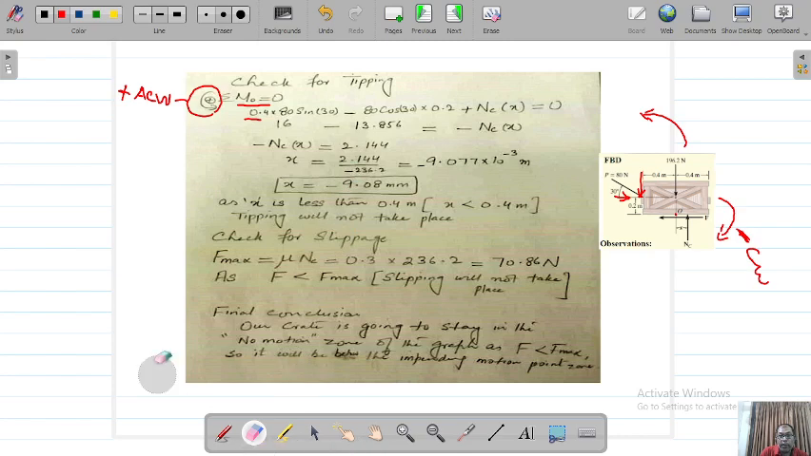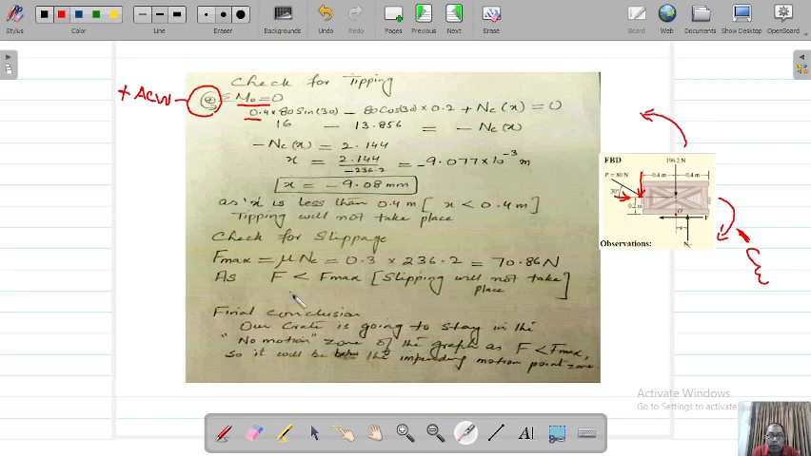Okay, so here we have basically taken this NCx on the other side of the equation, minus NC into x, and plus 16 minus 13.856, it will give us 2.144. And what we do, we want x, so we divide it by NC, and the value of NC is minus 236.2. So we get the value of x is minus 9.07 into 10 to the power minus 3 meter.